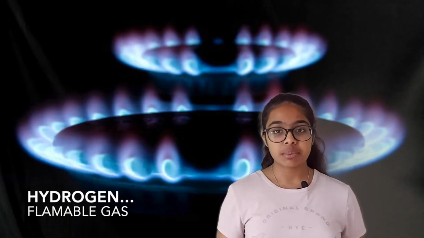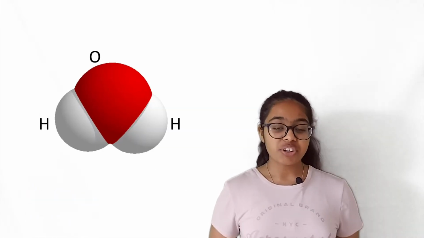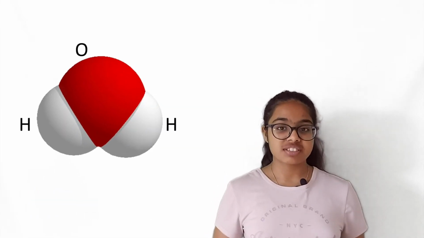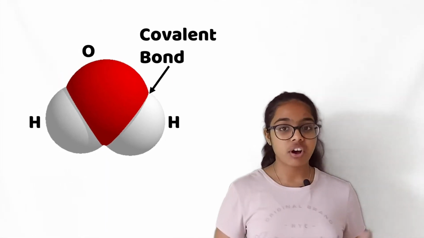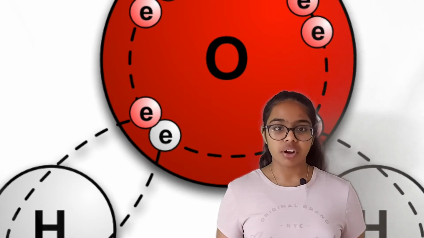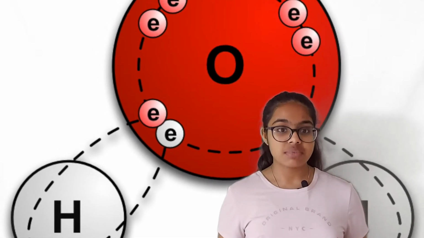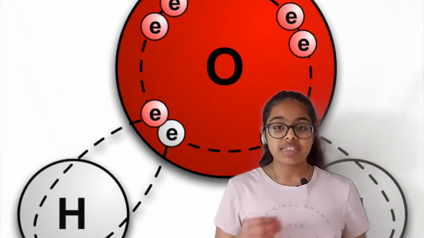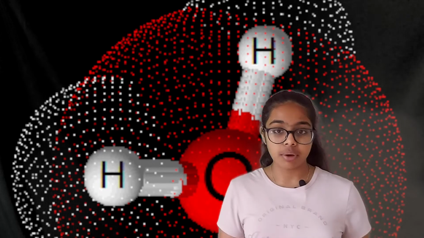Hydrogen is a flammable gas, but when two hydrogens come together with one oxygen, it makes a fire extinguisher. Amazing, right? Yes, water is an inorganic molecule which consists of one oxygen atom and two hydrogen atoms. The bond between oxygen and hydrogen atoms is covalent. A covalent bond is a chemical bond where one electron is shared between two atoms to complete their outermost shell. In this case, oxygen and hydrogen share electrons and make a covalent bond.